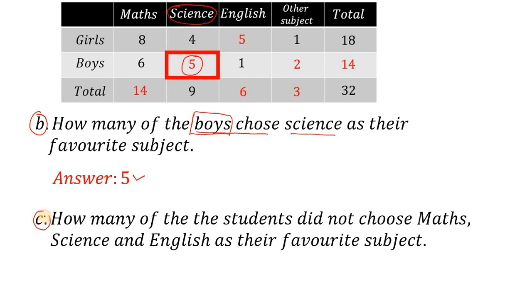Part C: how many of the students did not choose math, science and English as their favorite subject? Except math, science and English, the remaining is other subject. The total of other subject is 3. So the final answer is 3.